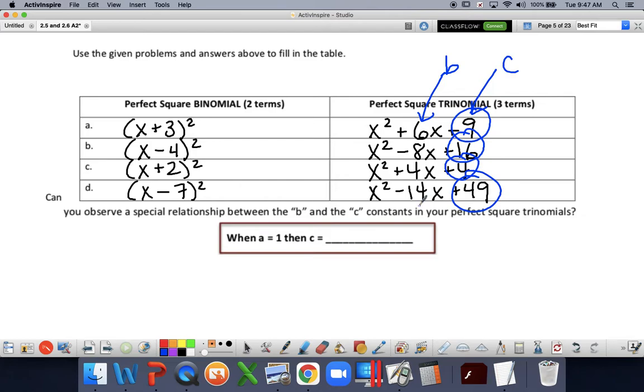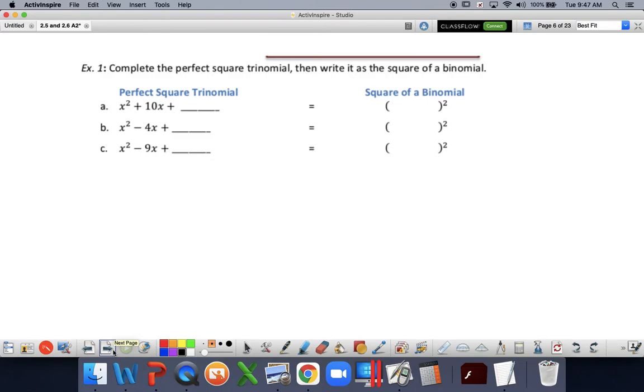Have you figured it out yet? Well, in order to get c, you're going to take half of b and square it. So I figure out what b is, I take half of it, and then I square it. The reason why that is important is hopefully what you'll see as we go through this.